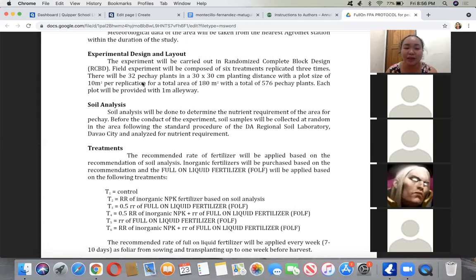So, for a total of 180 square meter, imagine 576 petchay plants. Pagtanim ng petchay is napaka sensitive siya when you transplant them. So sabay-sabayan lahat itanim in one setting. So madami dapat magagawa. And may alleyway pa siya, no?